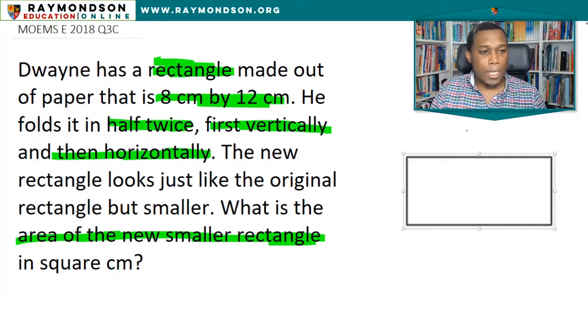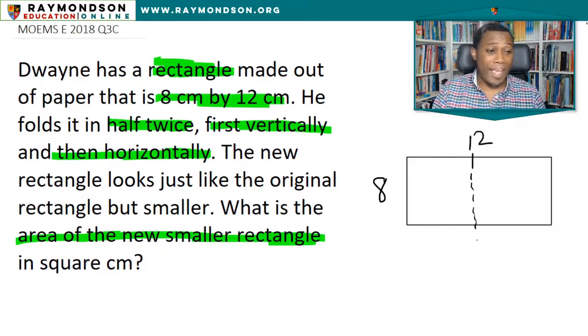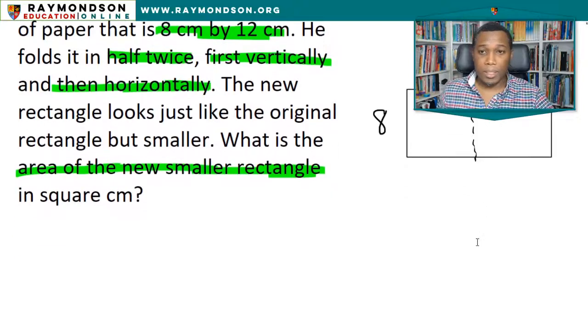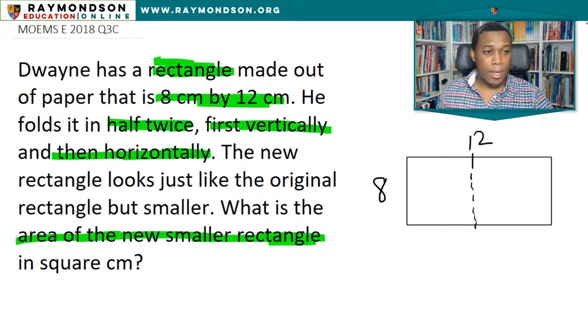We're cutting it, the dimensions, it's 8 by 12, so 8 is the width, 12 is the length. That's the way I would look at it. And the first cut is vertical, so I'm cutting down into half. Which means I'm going to end up with a rectangle. I'm going to draw the second one and put it in.